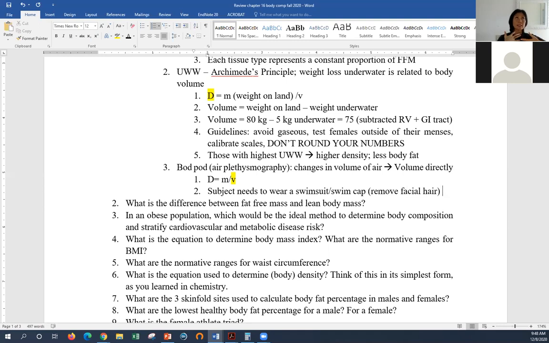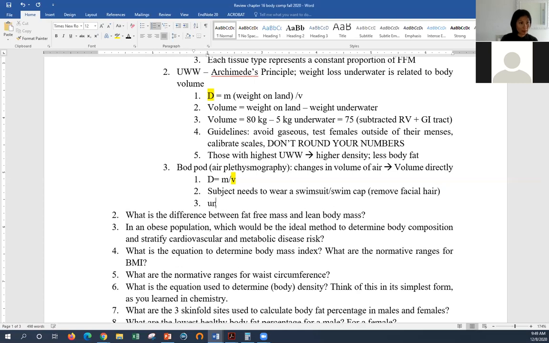And this warmer air is going to result in a decreased body volume, meaning heating up the air is going to make it more compressible. And if you make the air more compressible, it's going to underestimate someone's body volume. So if they don't do this, it's going to underestimate body volume.